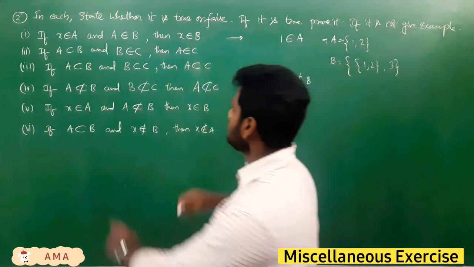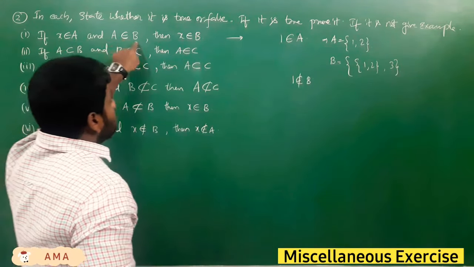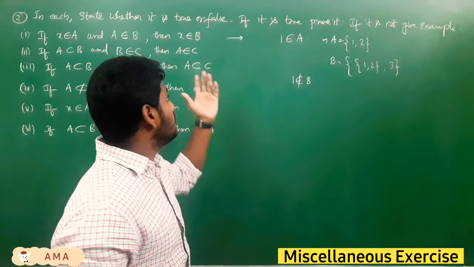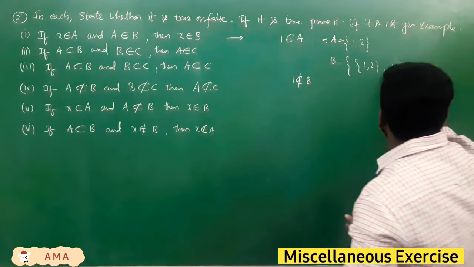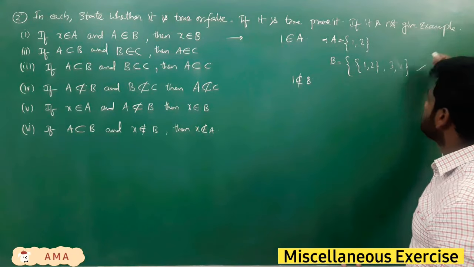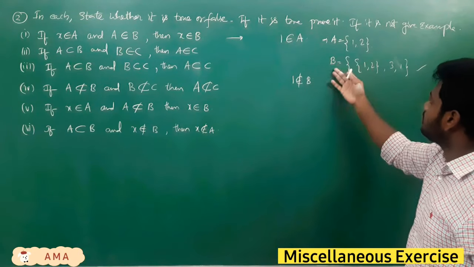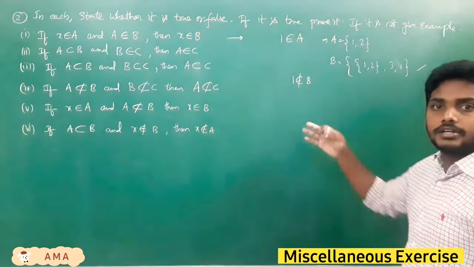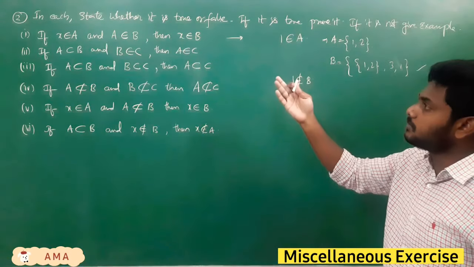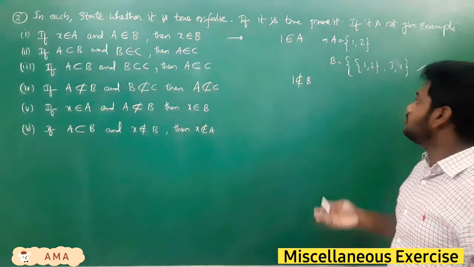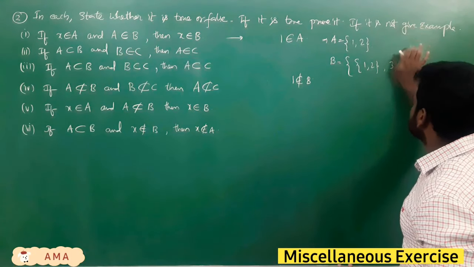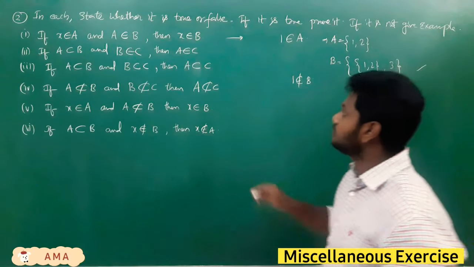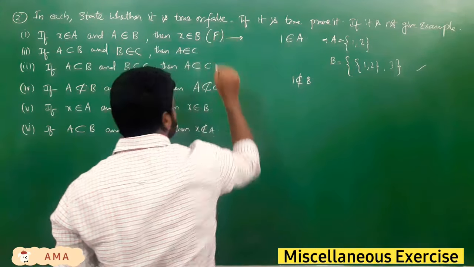Nothing but here X belongs to A and A belongs to B, but then X does not belong to B. In some cases, if this set is {3, 1}, it may be true: 1 belongs to A, A belongs to B, 1 also belongs to B. In some cases it may be true, but not always. If the given statement is general, it should be proved in all cases. If it is not proved in one situation, then it is false. So the first one is false.